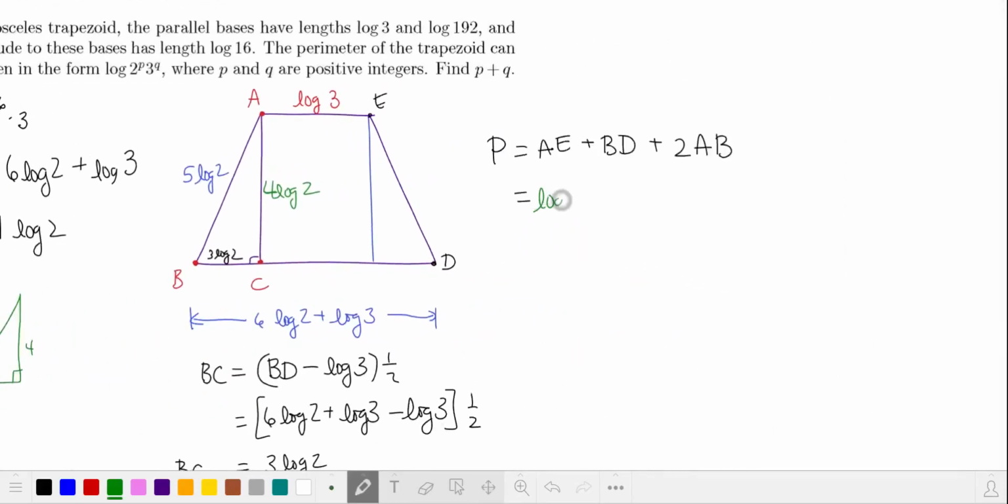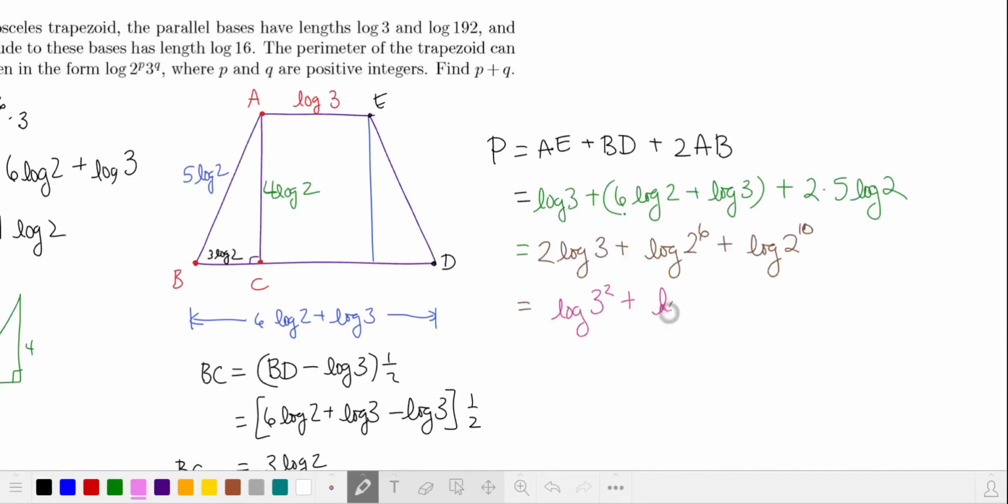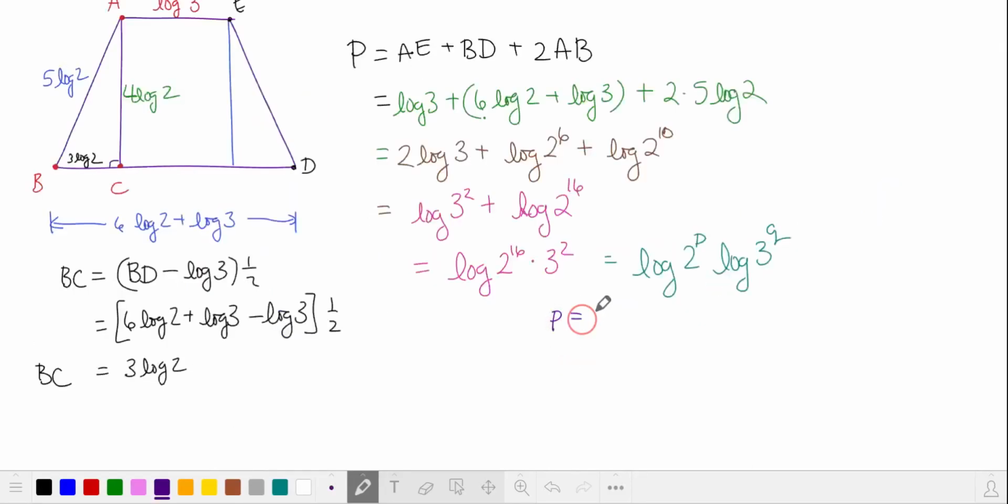And we'll substitute and then use our rule for logarithms to turn these sums into the log of a product. We have log of 3 squared and log of 2 to the power of 16. This gives us P is equal to 16 and Q is equal to 2. The problem asks for P plus 2 and our answer is 18. Let's go on to number 5.